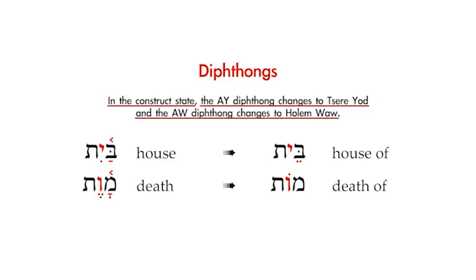Let's look at the examples below. In our first example, we have bayit with the ay diphthong, meaning house, and mavet with the aw diphthong, meaning death. In the construct state, the ay diphthong bayit becomes beit, tsere yod, and the aw diphthong becomes holem vav, mot. This is the same change that you saw when pronominal suffixes were added to the ay and aw diphthongs. The ay diphthong converts to tsere yod, and the aw diphthong converts to holem vav.